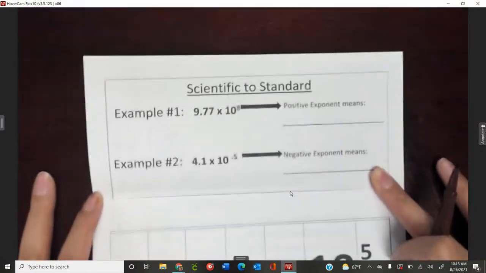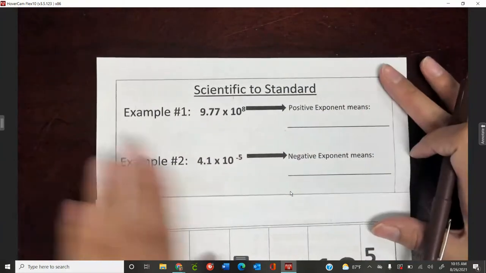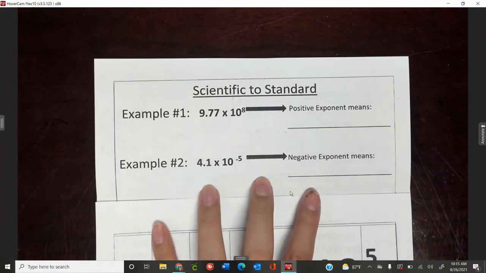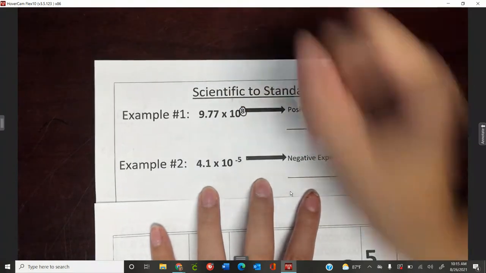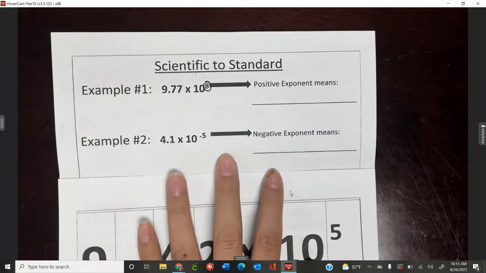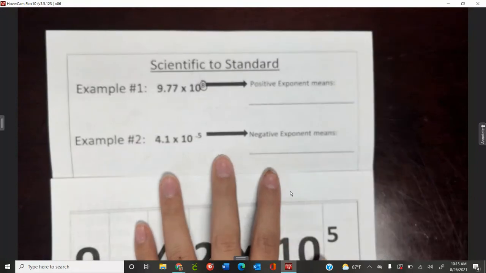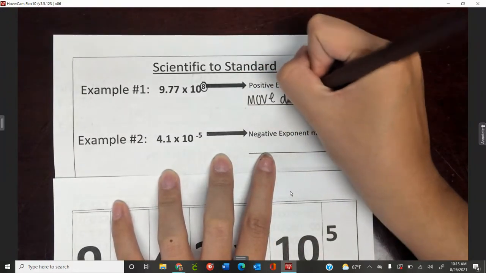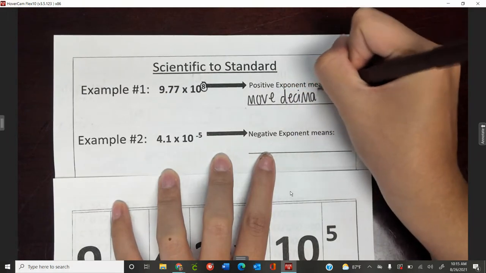So going up top, first we're going to talk about going from scientific to standard form. I have 9.77 times 10 to the 8th. Notice how our 8 is a positive exponent. So since this is a positive exponent, this means we will move our decimal right.